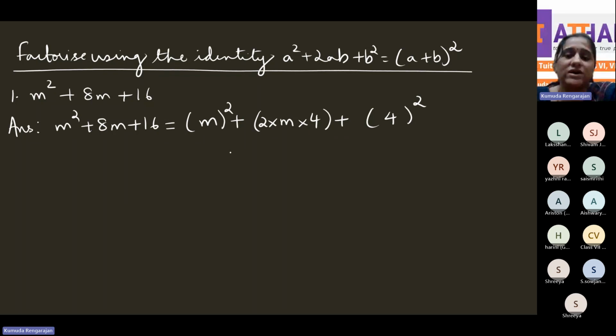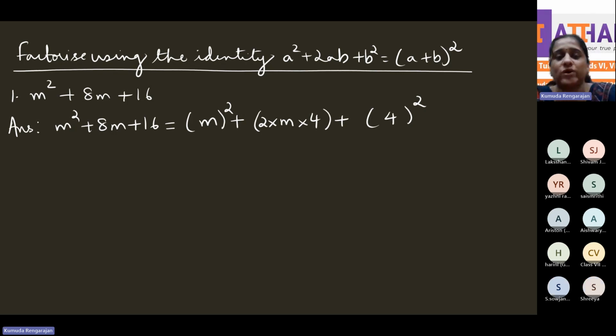Why? Because we have understood that in an identity, if the given question looks like the LHS, then the RHS is the result. The answer will look like the RHS. If the expression given looks like the left-hand side of the identity, then the answer will look like the right-hand side of the identity. So the question is in the form a square plus 2ab plus b square. So the answer is a plus b the whole square, which is m plus 4 the whole square.